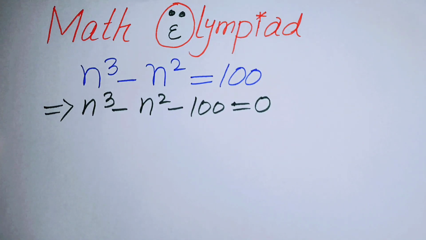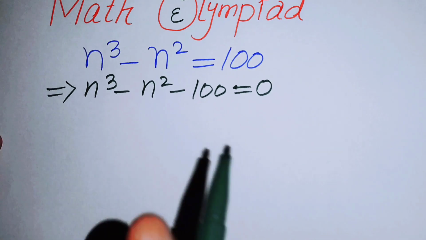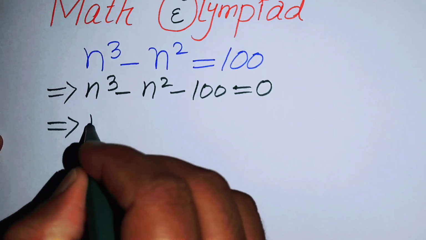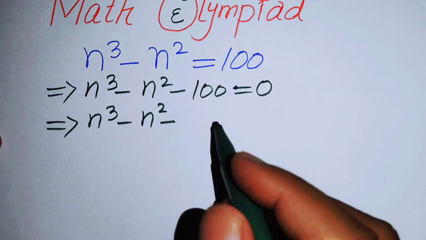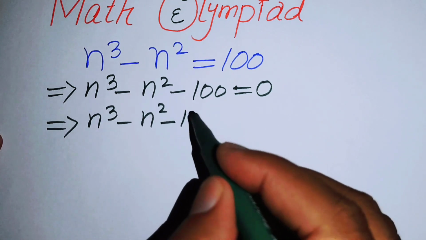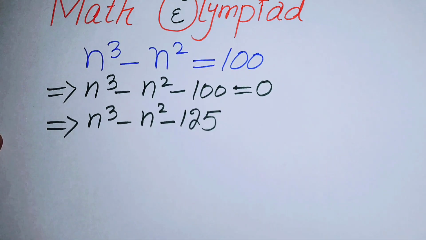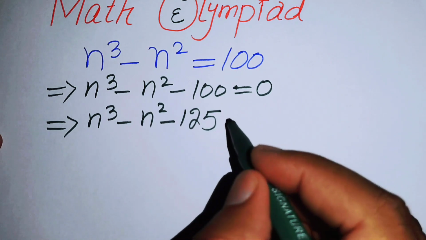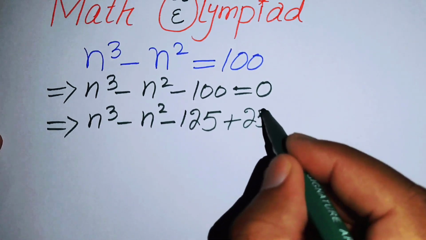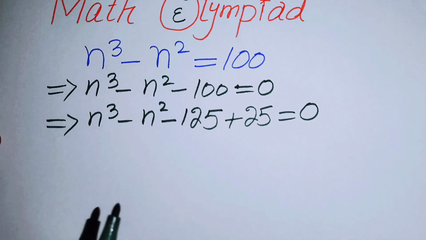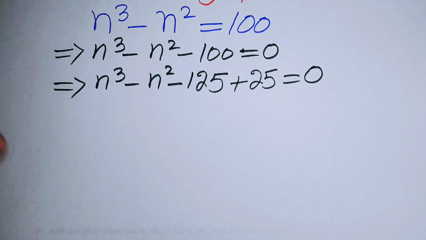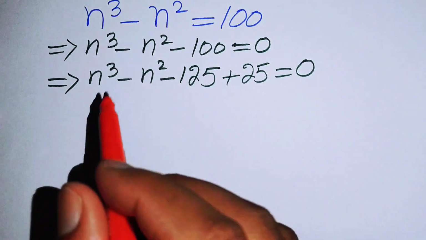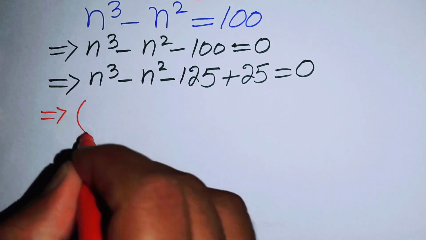After that we will rewrite this equation as n cubed minus n squared minus 100, and we can write this minus 100 as minus 125 plus 25 equals 0. And now you can see that we have two pairs, two cubic terms and two square terms. So first I can combine the cubic factors.